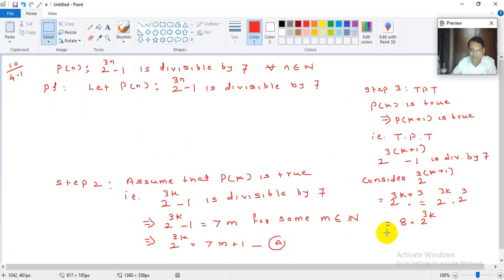Now see what will happen. This 8 into 2 raised to 3k you have got, but this is 8 into 7m plus 1.